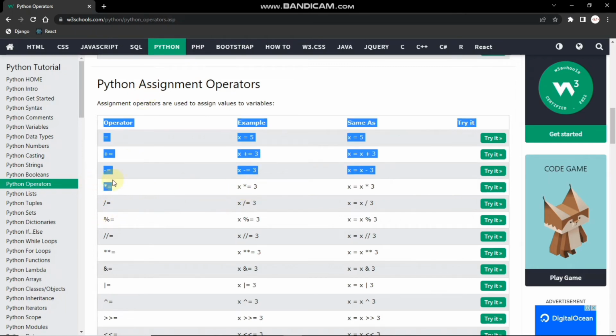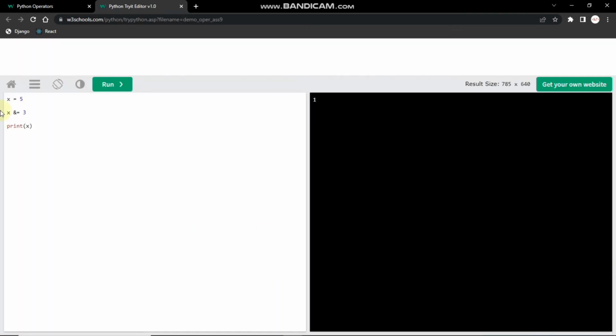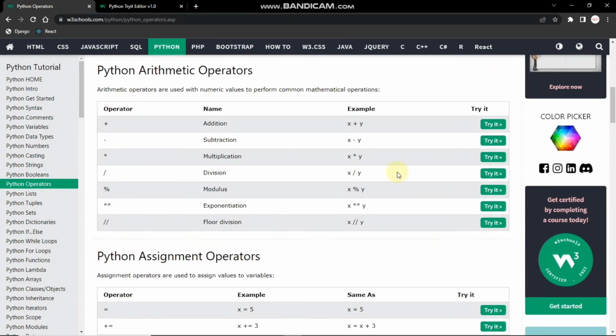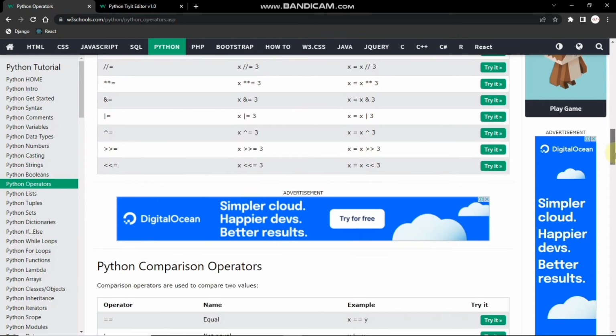Then guys, next you can see multiplication equal, which is the same as these two. Division equal is also the same as this. And you can see modulus equal. So this means x is assigned x modulus 5. This is the same as the modulus operator. Like this, you can see the other operators as well.